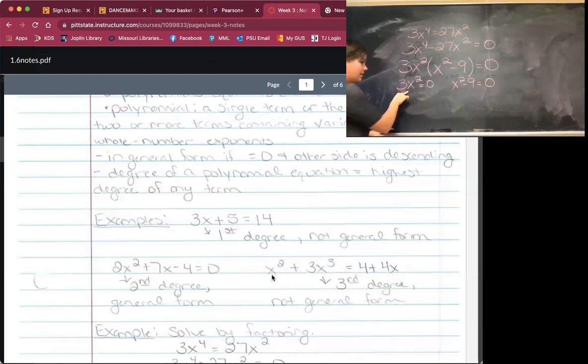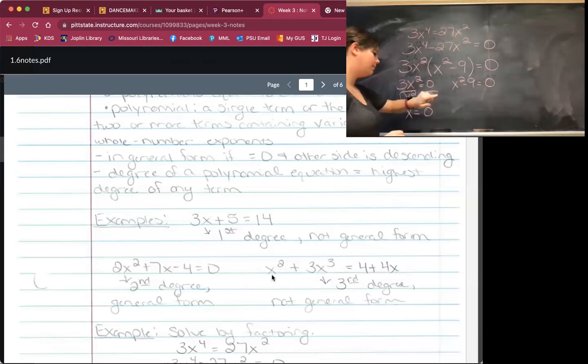So to get x by itself, I'm looking at just this left equation right now. I'm going to divide both sides by 3. 0 divided by anything is 0. To get rid of the square, I have to square root. But if I square root the left, I have to square root the right. So I get x equals 0.